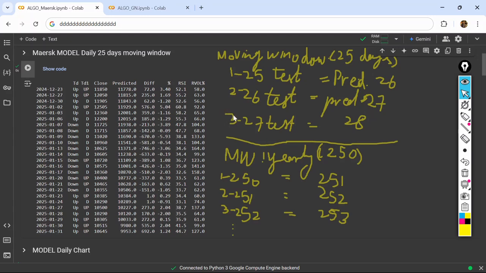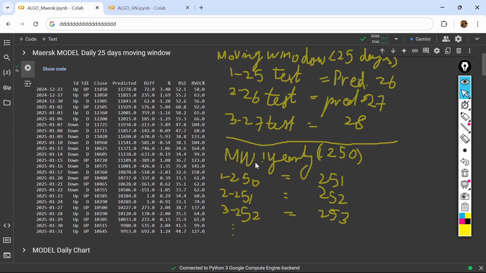Similarly, on day 3 the window will be incremented by 1 at the start, and the ending will also be incremented by 1. So here we have 3 to 27. The algorithm will take the closing prices from day 3 to 27 as a test and it will predict the closing price of day 28. So it will work like this for a moving window of 25 days. It will take the last 25 days, but it will increment at the start and at the end for the next day. So this is how it works for 25 days.